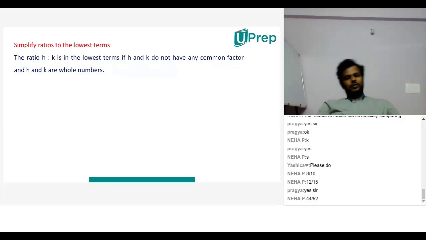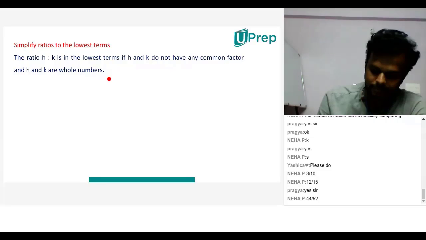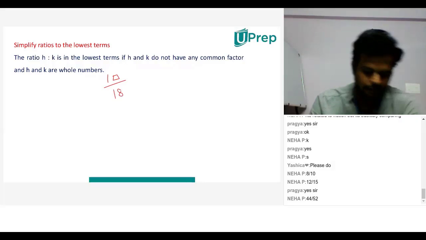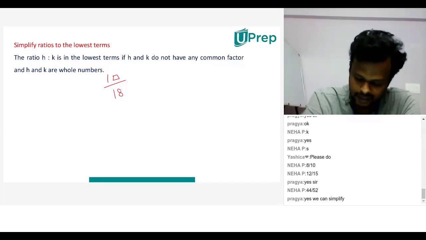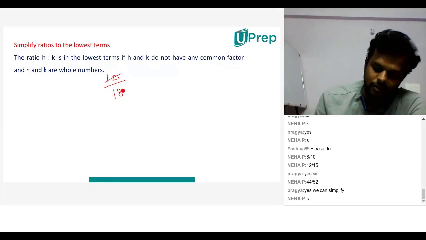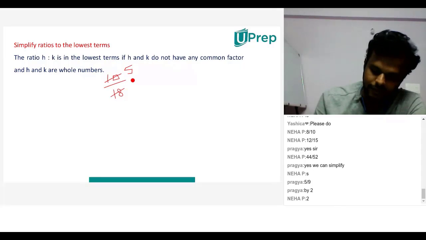Simplifying the ratios. Simplifying the ratios to the lowest terms. The ratio h is to k is the lowest term if h and k do not have any common factor. So what it means is, if I have a number, for suppose I have 10 by 18. Children, can I simplify this or not further? Yes or no? Yes, very good. Pragya, very good. We can simplify this further. So now what is the common factor for 10 and 18? If I take 2 as the common factor, 5, and this is 9.